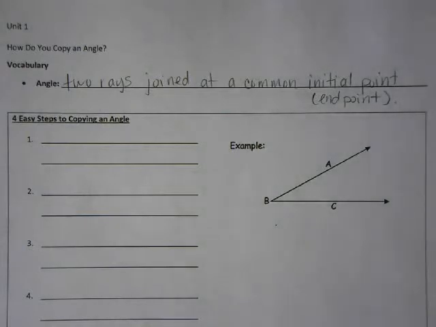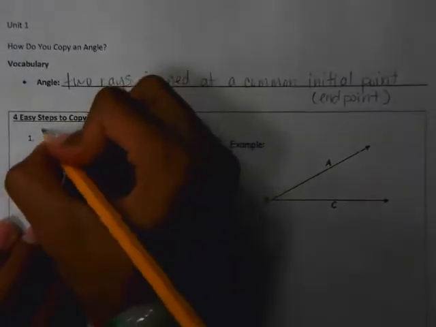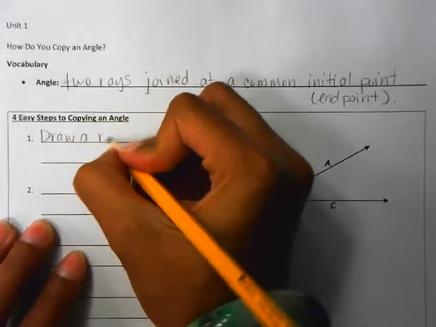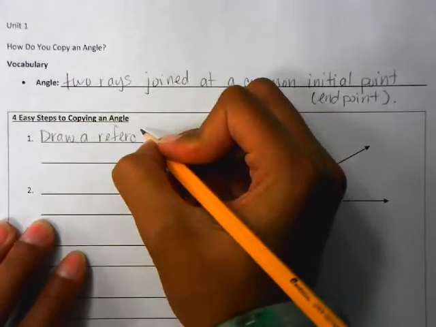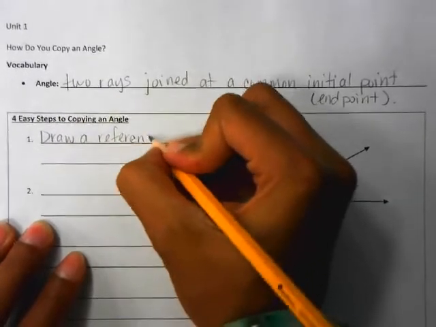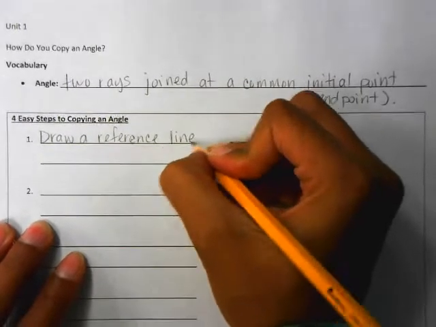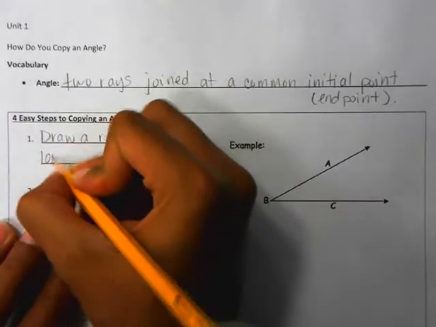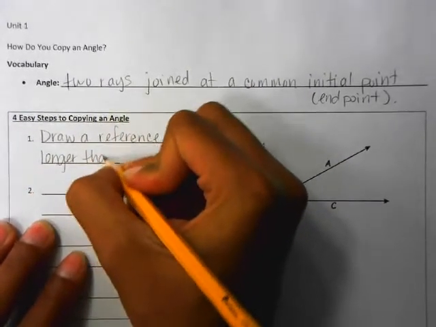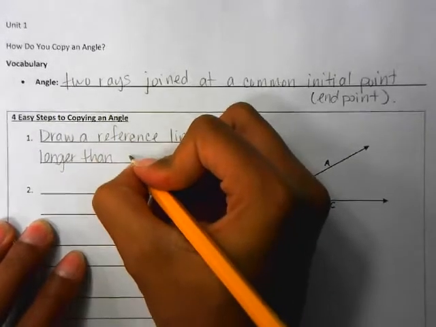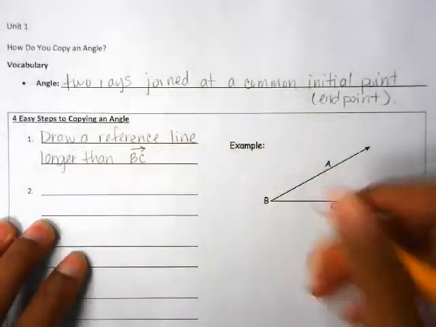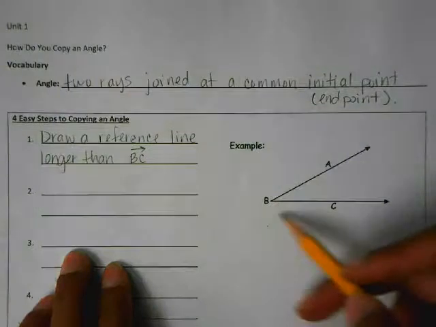Now, the first step is very similar to the one when we're copying a line segment, and that is to draw a reference line longer than ray BC. Okay? So we need to draw a reference line that is longer than ray BC. And that's the bottom ray right here.